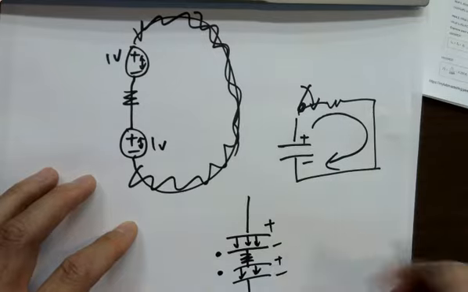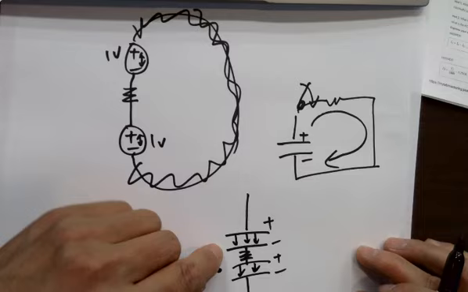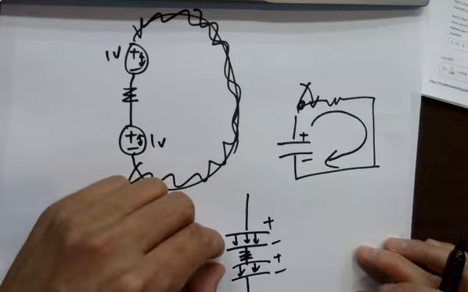You need a reference to let it know that this is higher, this is lower. Otherwise, they don't even know which is higher and which is lower.